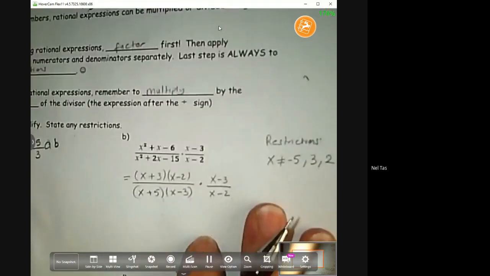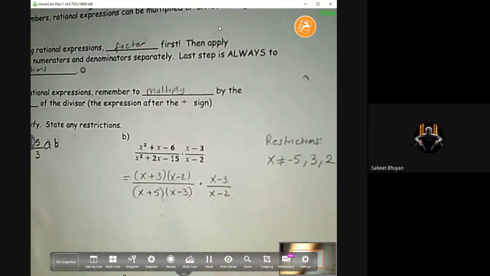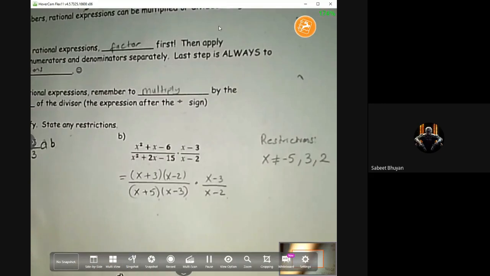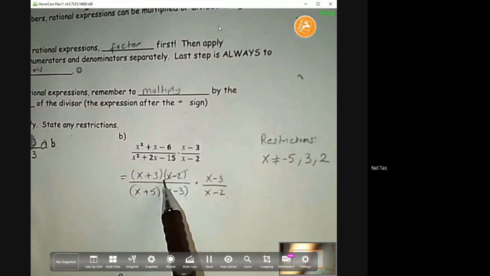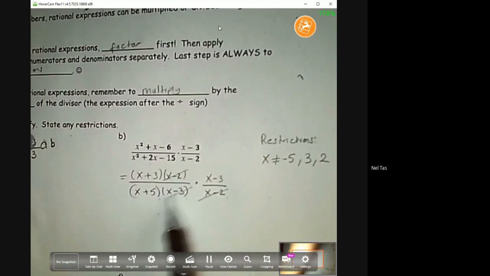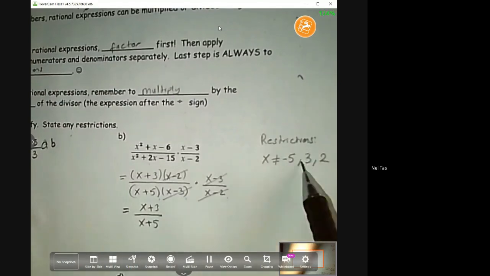Then start simplifying. So again, one factor from numerator and one from denominator. The dot represents multiplication, yes. So x minus 2, again, one factor from numerator and one factor from denominator. This is x minus 2, that is x minus 2, gone. x minus 3, gone. So you have x plus 3 over x plus 5, simplified with these restrictions.